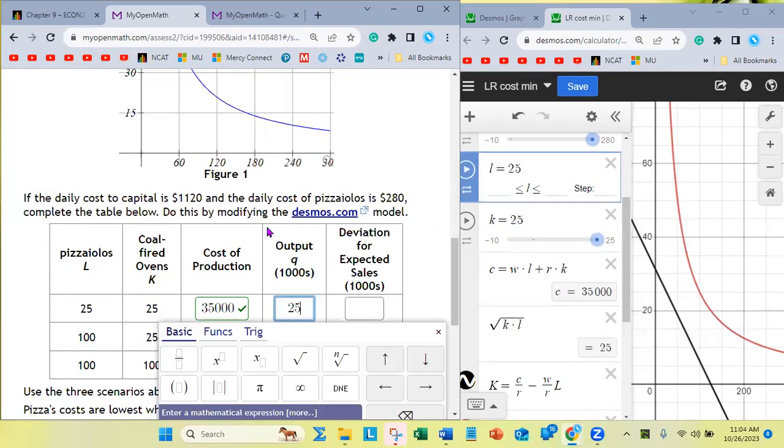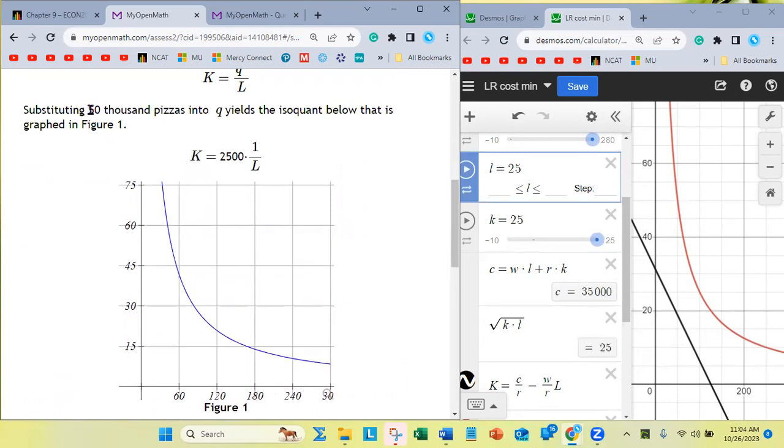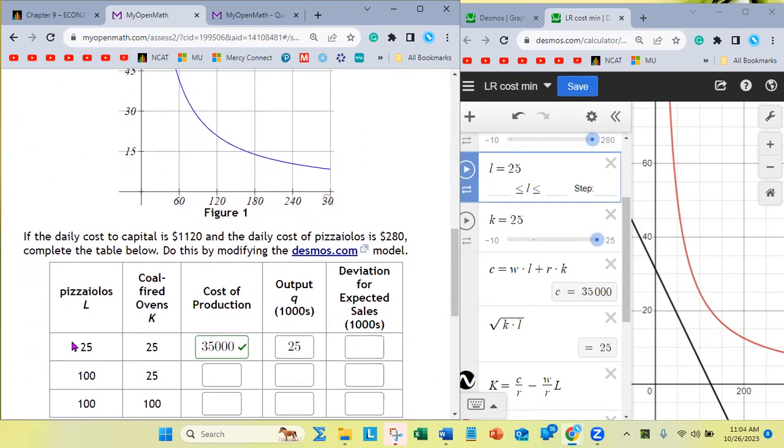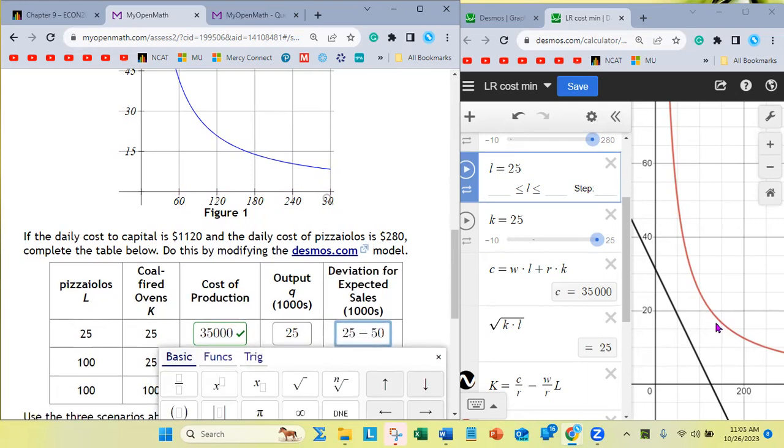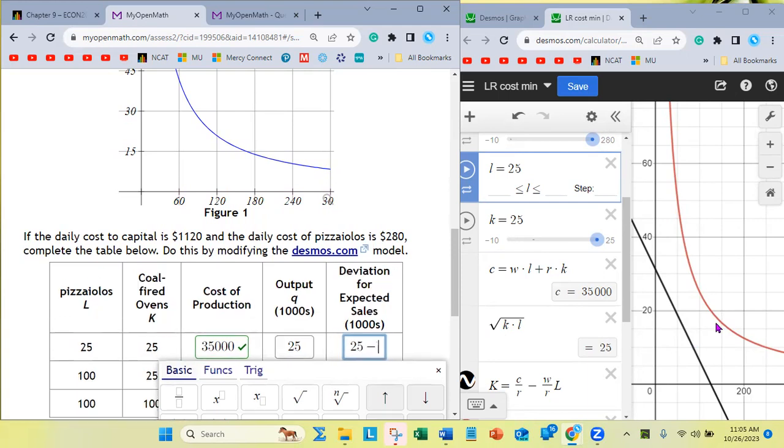Now I want to produce 50, right? Can I produce 50,000 pizzas a day with 25 pizza chefs and 25 coal-fired ovens? I can't, right? So this is the deviation from expected. This is 25 minus 50, which is a negative 25. That's 25,000 pizzas below what I expected to sell, right?